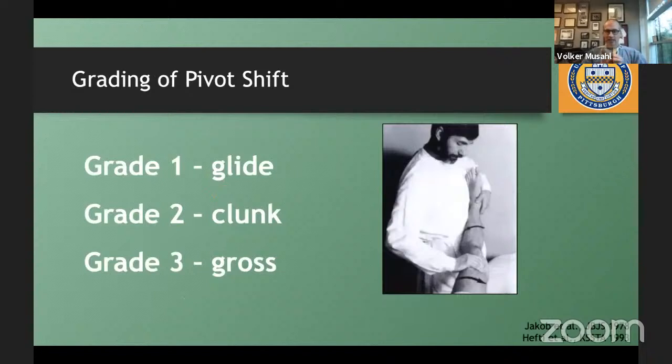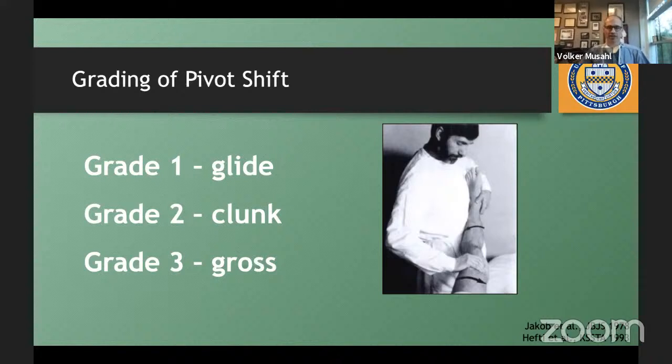And so here's Rolly Jakob, the second president of ISAKOS, way ahead of its time in 1978, when they described the pivot shift and described grading that we still use today, and that was adopted by the IKDC. You probably use that IKDC form as a standard outcome measurement. So grade 1 he described as a glide, grade 2 is a clunk, and grade 3 is a gross pivot shift. Now, of course, you may ask yourself, what actually is a clunk?